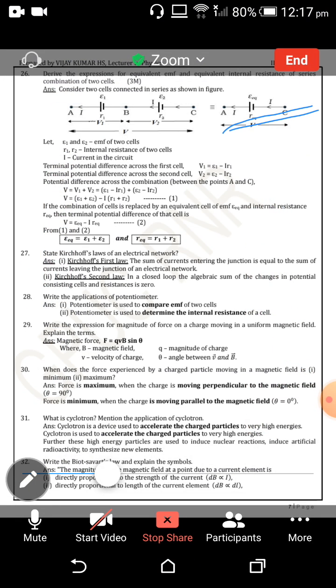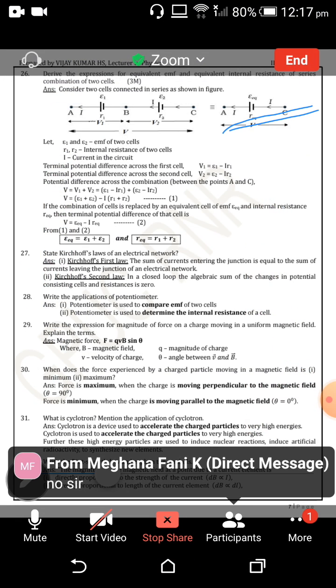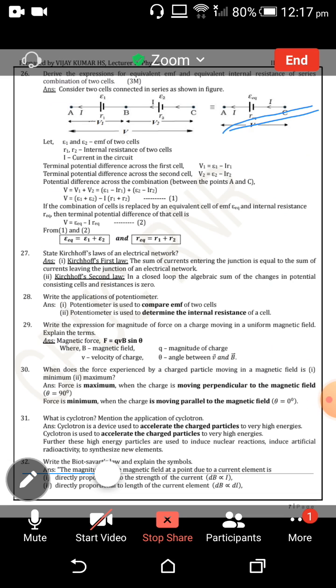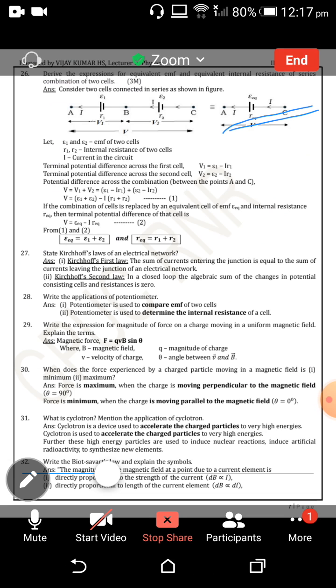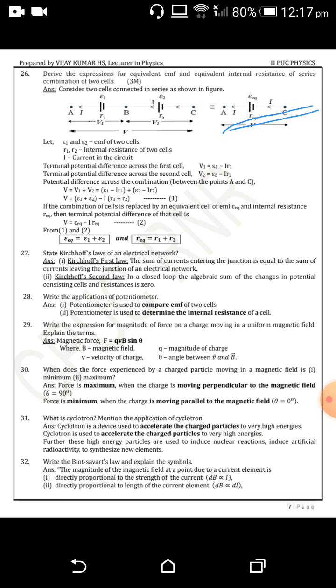Okay, fine. We will move to the next, that is, state Kirchhoff's laws of an electrical network. The two laws are important: Kirchhoff's first law and Kirchhoff's second law, the current law and the voltage law. The first one is the current law. It says that the sum of currents entering the junction is equal to the sum of currents leaving the junction of an electrical network.